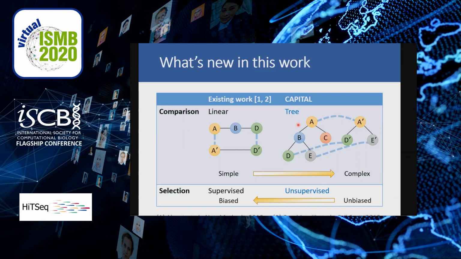That means we don't have to have prior knowledge of how to choose trajectories. That is also reasonable because cell lineage is known to form a tree. Details of the algorithm can be found in bioRxiv, which I will show in the final slide.